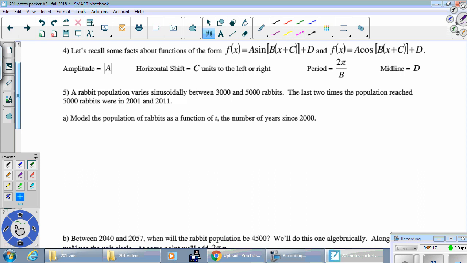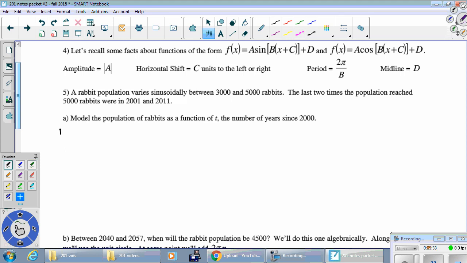It says rabbit population varies sinusoidally, or cosinusoidally if you prefer, between 3,000 and 5,000 rabbits. The last 2 times the population reached 5,000 were in 2001 and 2011. Model the population of rabbits as a function of t, the number of years since 2000.